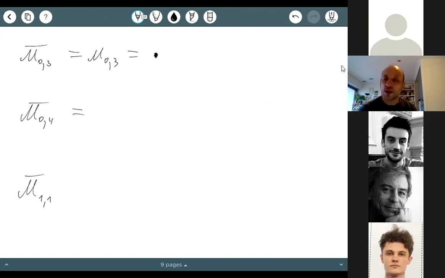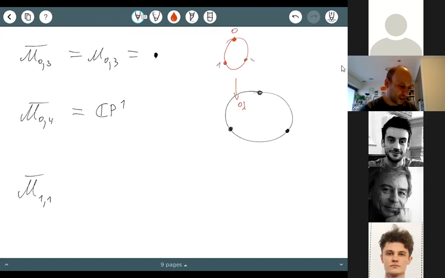So M_0,4 was CP1 punctured at three points. So M_0,4 bar is going to be CP1. But there are three special points, so it is interesting what happens at these three special points. If we take just any point lambda here, this corresponds to a smooth curve with markings 0, 1, infinity, and lambda. As I said, the point lambda of the moduli space encodes the smooth curve with four marked points, 0, 1, infinity, and lambda.